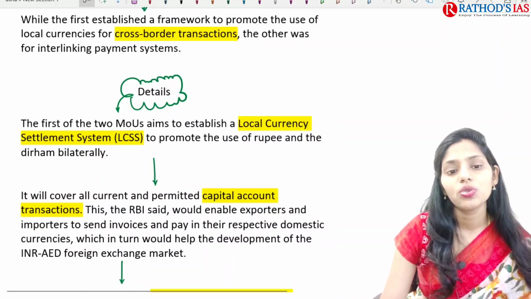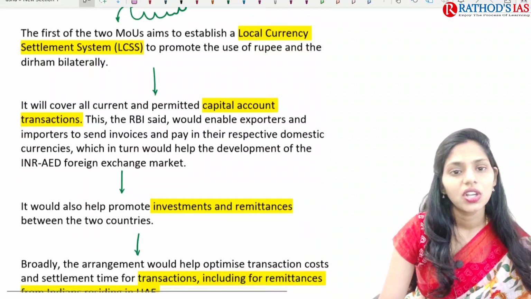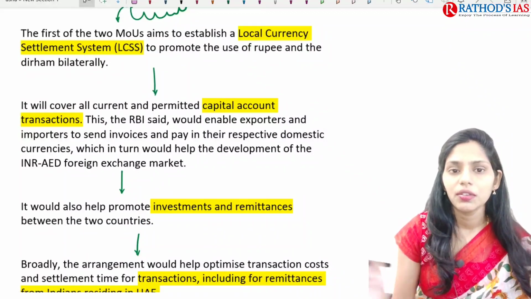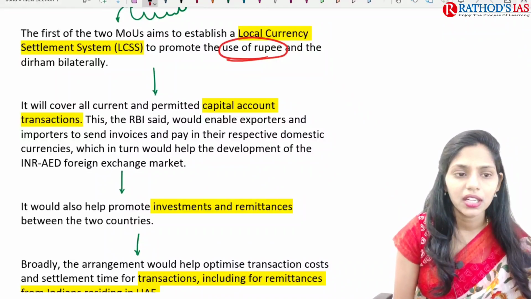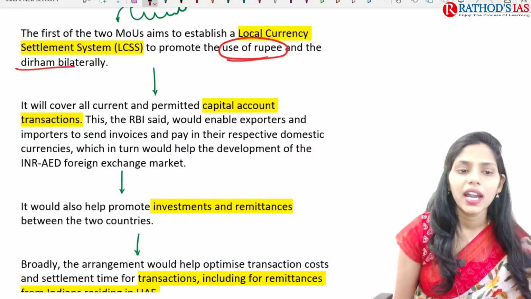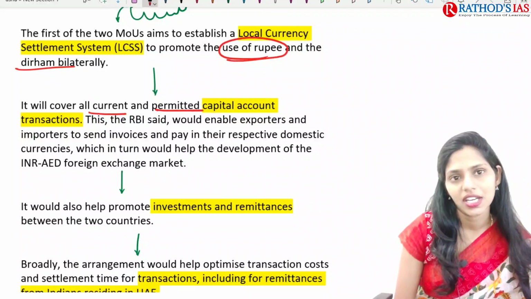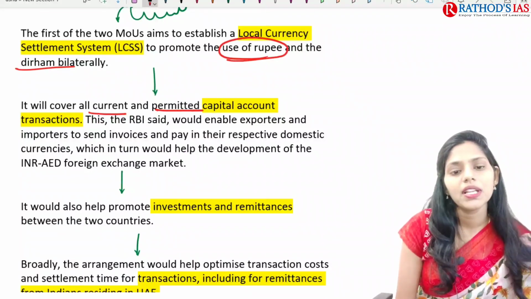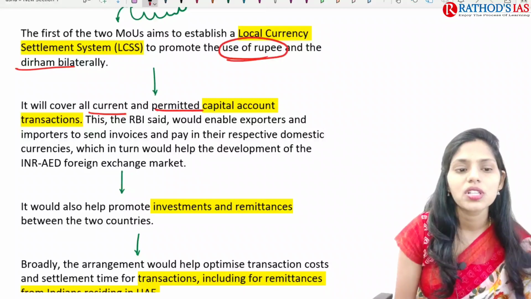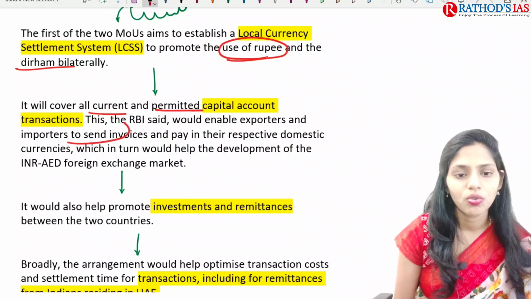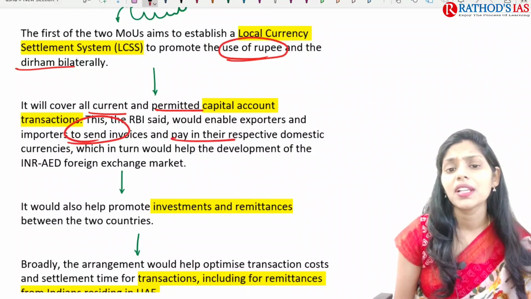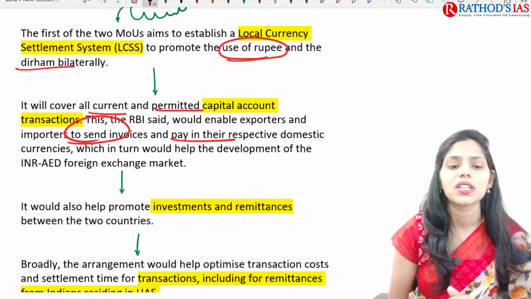The first of the two memorandums of understanding also aims to establish a local currency settlement system, and they want to promote the use of rupee and dirham bilaterally, and it will cover all current and permitted capital account transactions as well. So here RBI said that it would enable exporters and importers to send invoices and make payments in their domestic currencies.